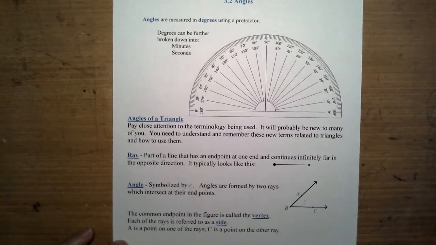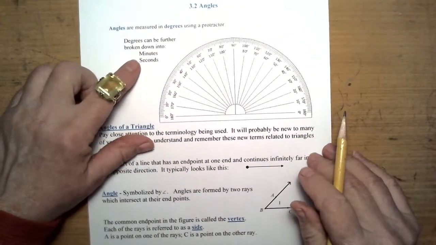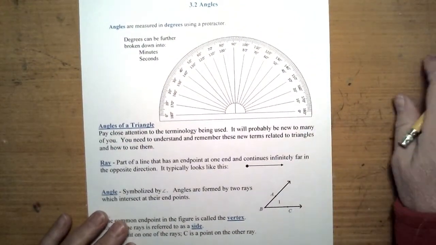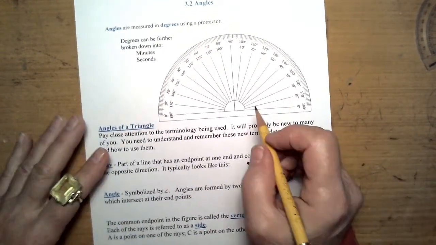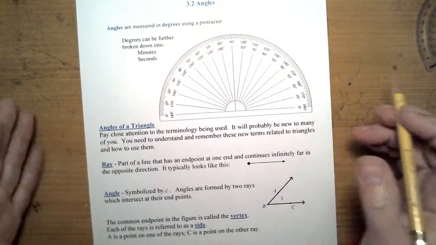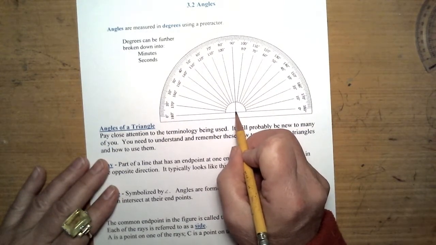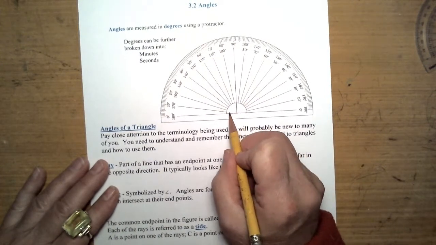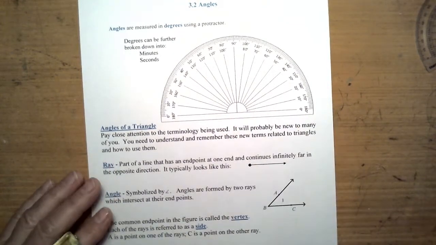But I did want you to understand that degrees are broken down into minutes and then seconds. Now I want you to notice some important aspects of this protractor. Everybody's not going to have the same kind of protractor, but this is a critical point on your protractor, where these two hairlines cross. And that is the beginning of your angle.